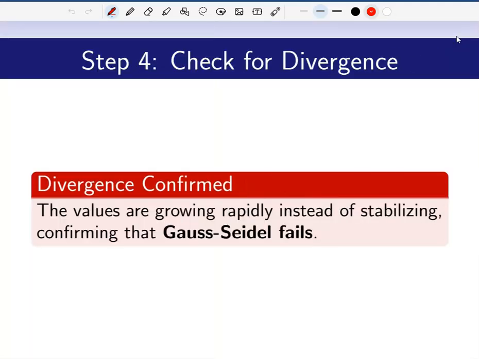After just 2 iterations, the variable values have exploded. Instead of approaching a steady solution, they are oscillating and growing in magnitude. This confirms that the Gauss-Seidel method is diverging for this system, exactly as predicted, due to the lack of diagonal dominance. So we can confirm that the Gauss-Seidel method is diverging exponentially.